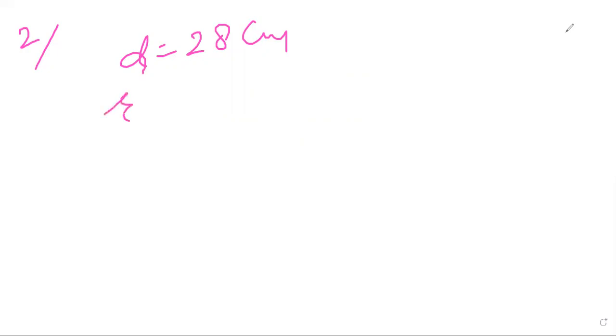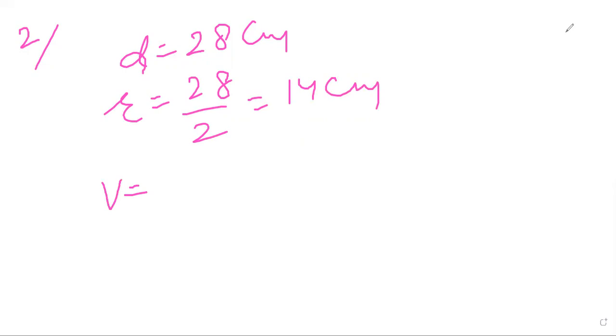So diameter is given, radius you can find out, 14 centimeter, and volume you can find out using the formula 4 upon 3 pi r cube. So by using this formula we can find out the volume also.